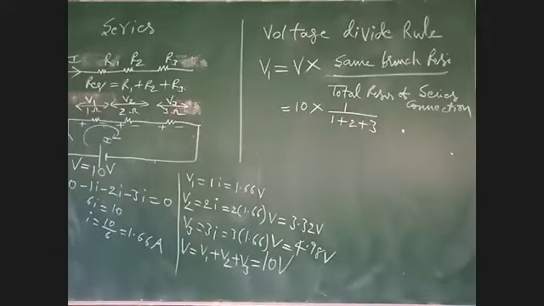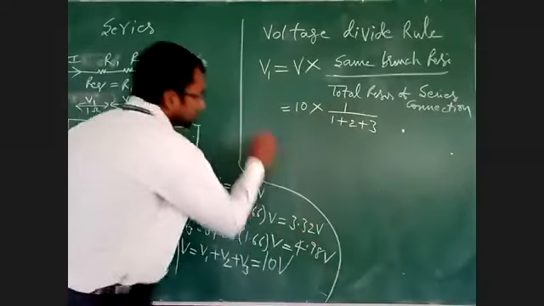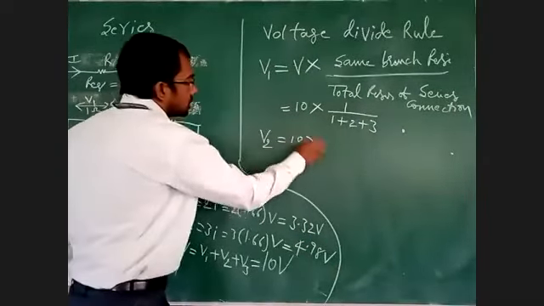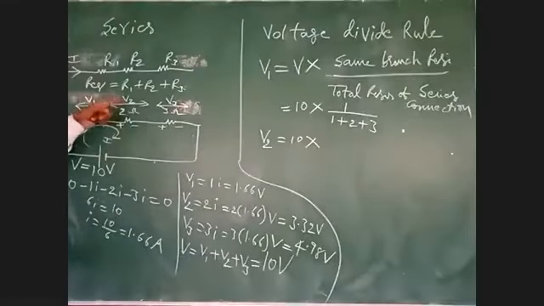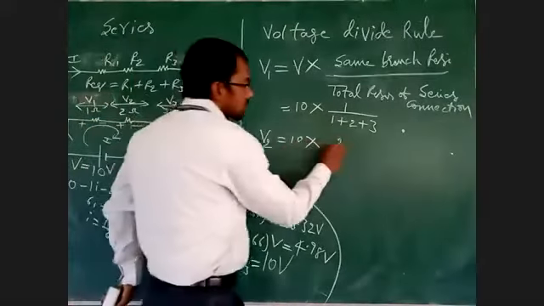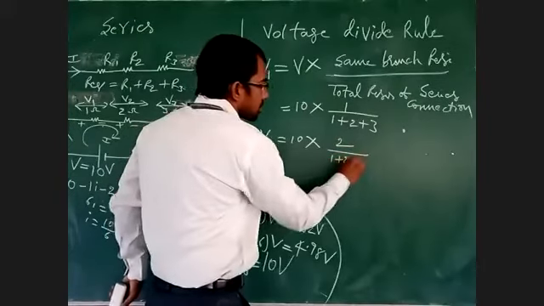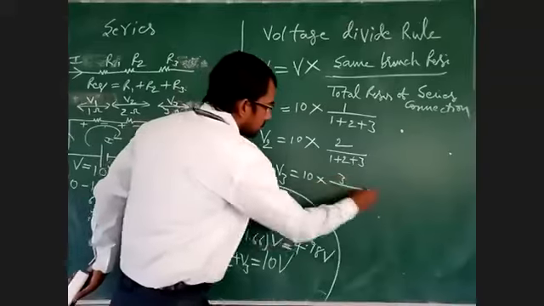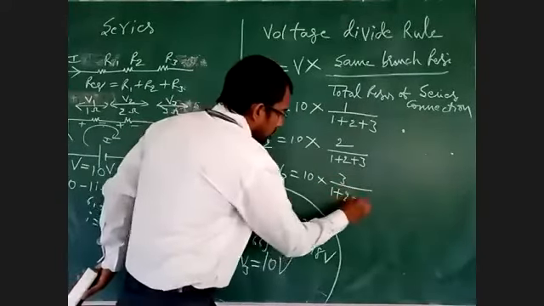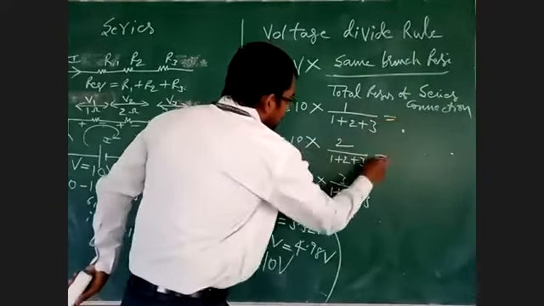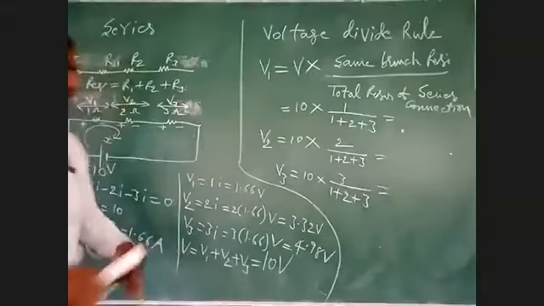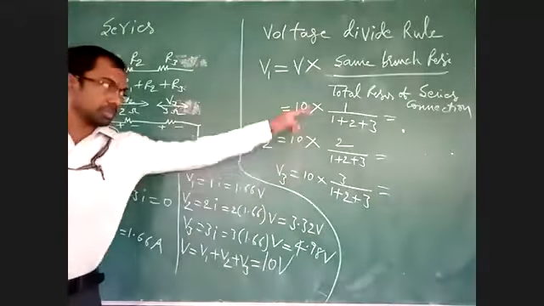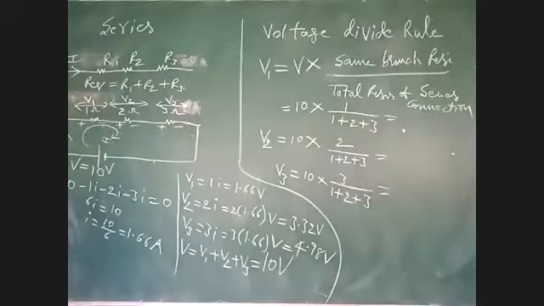Similarly, V2 is equal to total voltage into, where is V2? Across 2 ohms. 2 by 1 plus 2 plus 3. Total voltage into, V3 is across 3, by 1 plus 2 plus 3. We'll get the same answers. What will you get? 1.66, 3.32, 4.98. If you calculate this, you'll get the same answer.